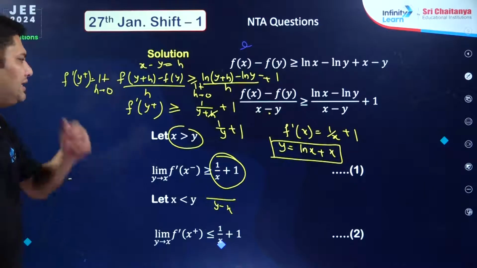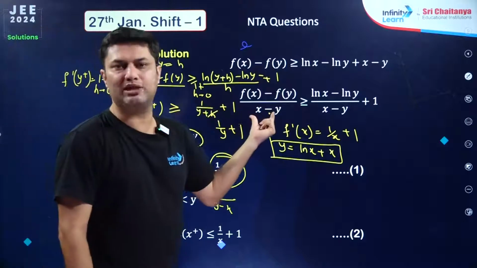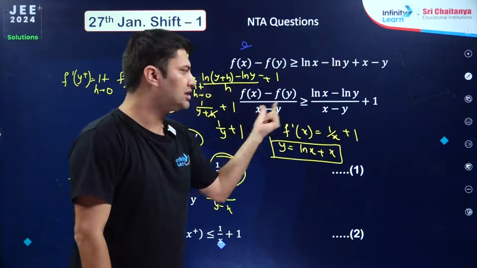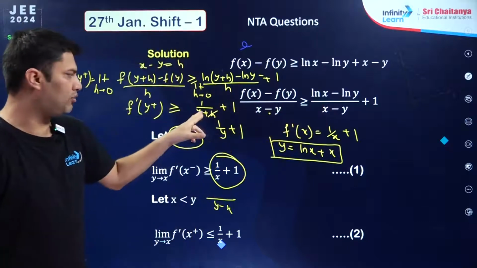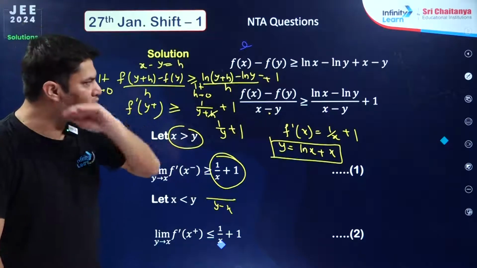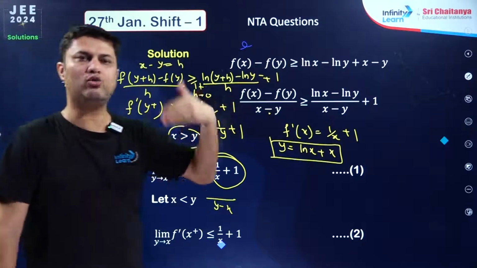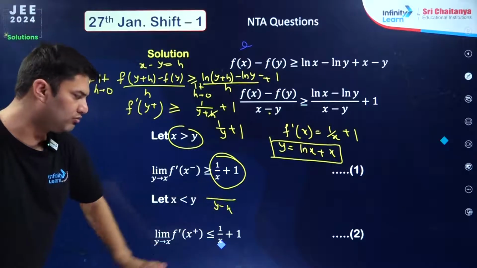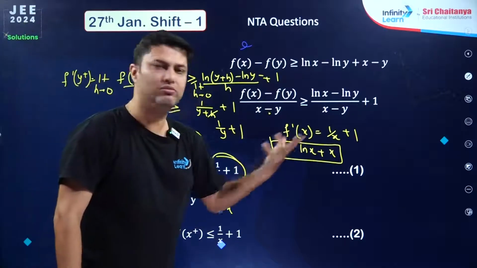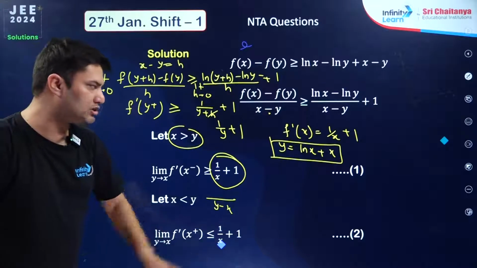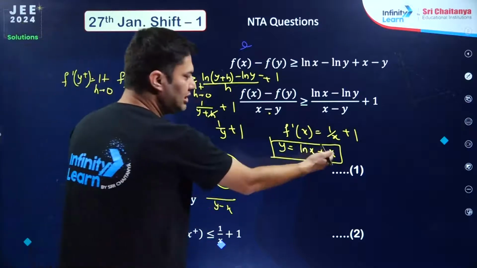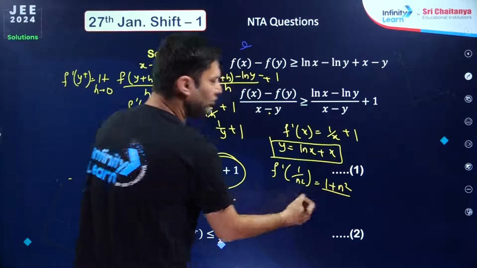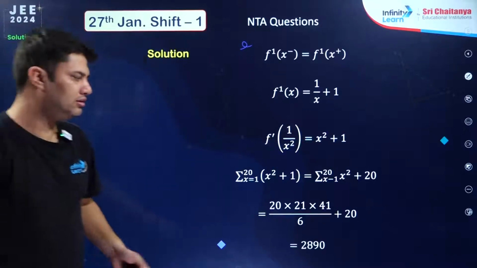So try to understand these concepts. If you divide by x minus y, because x is greater than y, this function f dash is greater than this. I solved this, 1 upon y plus 1. But if you divide by y minus x and take y equal to x plus h, this inequality will come. So from both the equations, you get to know that f dash x is equal to 1 by x plus 1, and definitely the function is this. And you want to find f dash 1 by n square, so that is 1 plus n square. Take the sigma. So 2890 is the right answer.